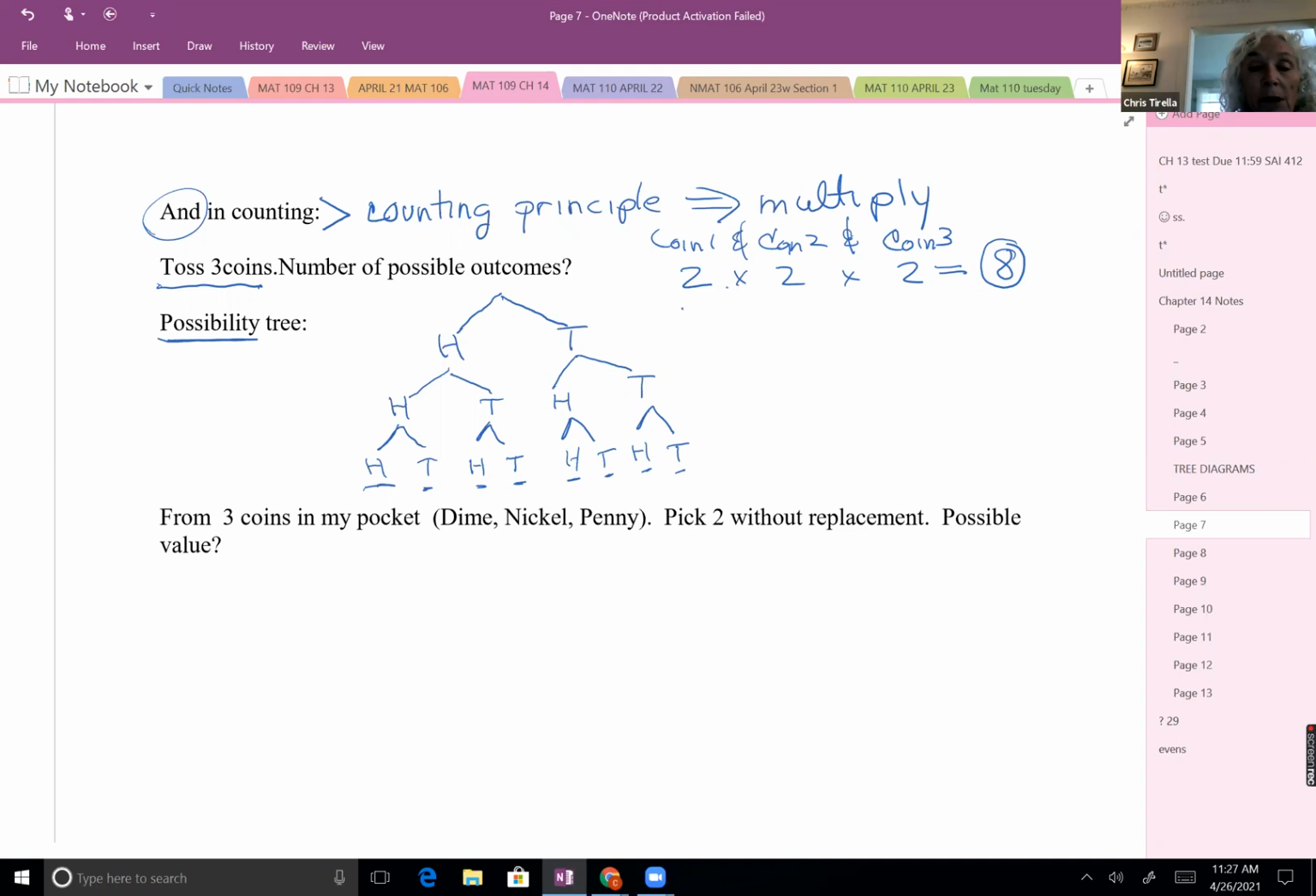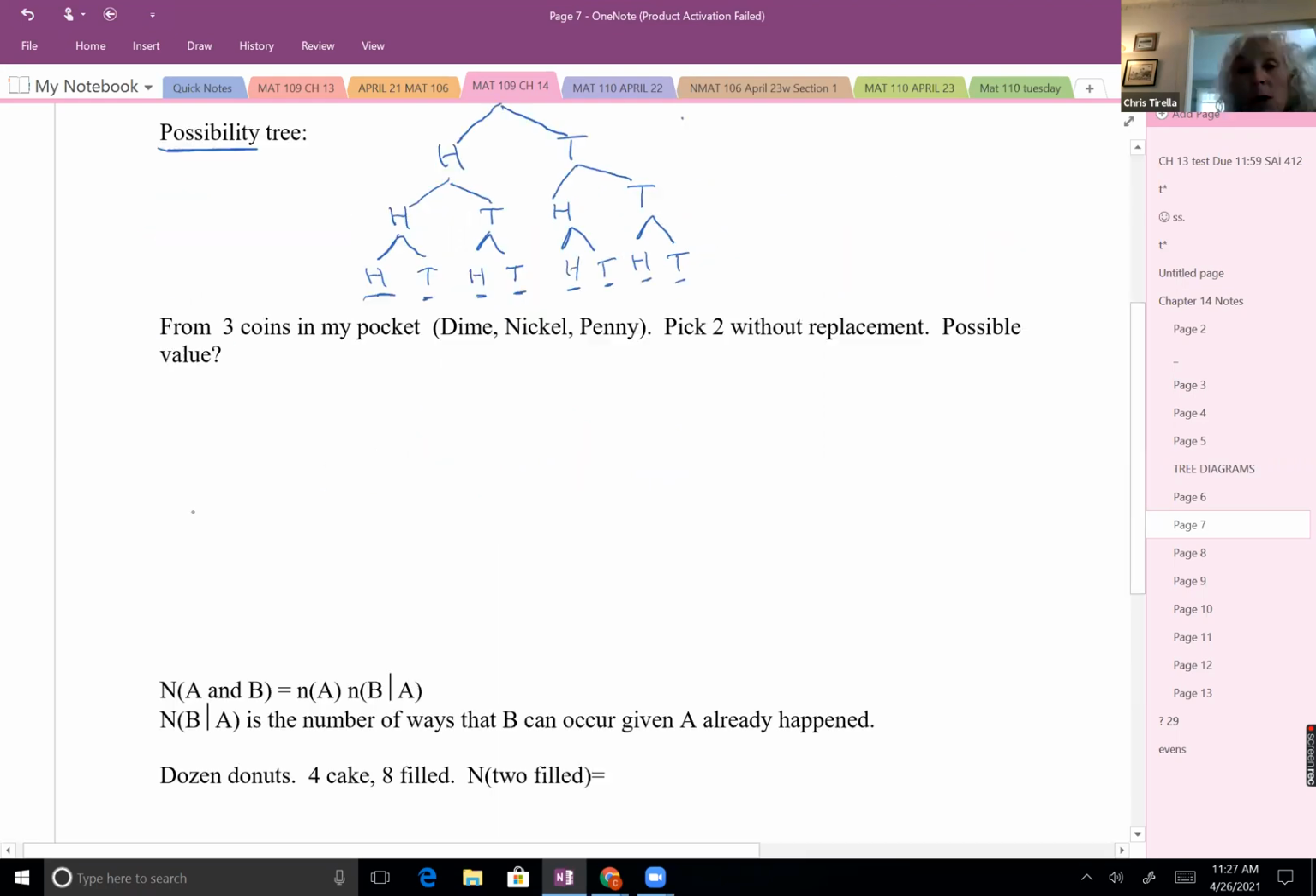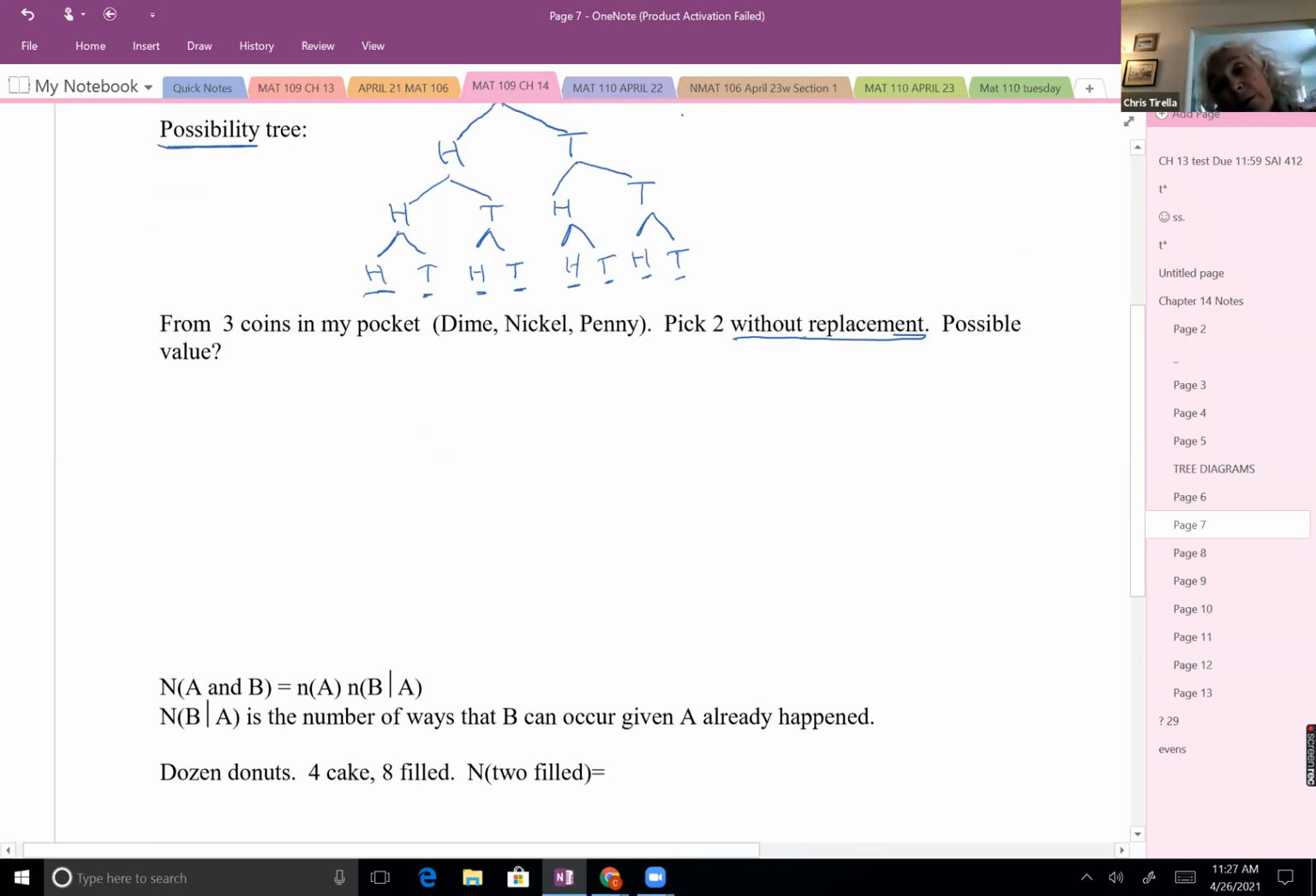Things are a little bit different though, if I see the words "without replacement." Without replacement, all of a sudden we're getting back to that idea that we're putting a condition on it. And we talked a little bit about conditional probability. So this time, let's look at a possibility tree.